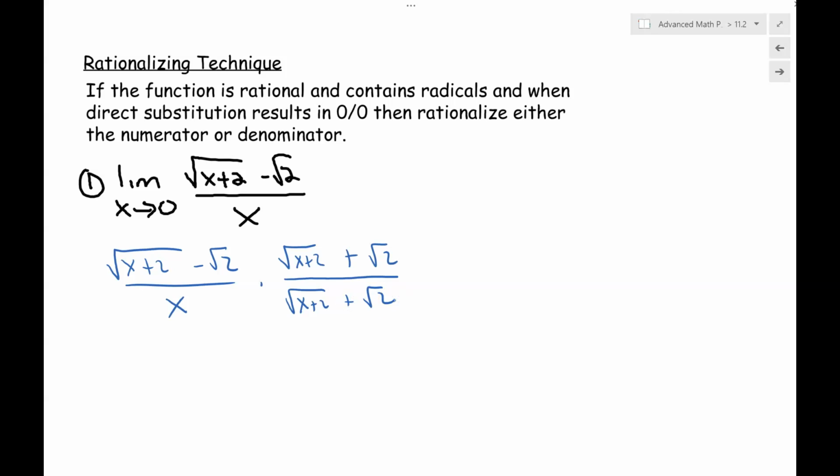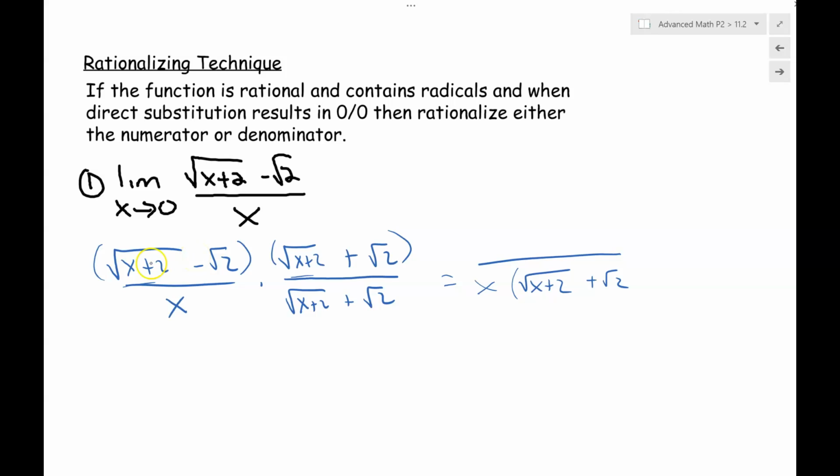Okay? Now the bottom's easy. Don't actually distribute it because we're hoping something will happen. It's the top that's a little trickier. Now, it's a conjugate, right? So what we technically have to do is FOIL it out. First times first, then outside times outside, then inside times inside.